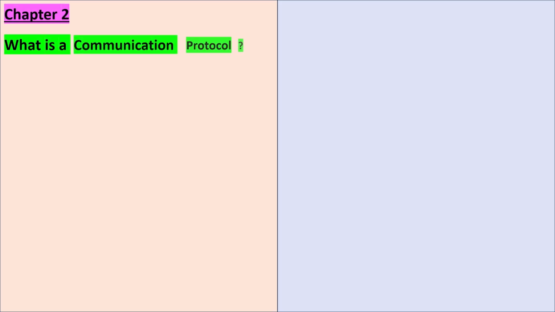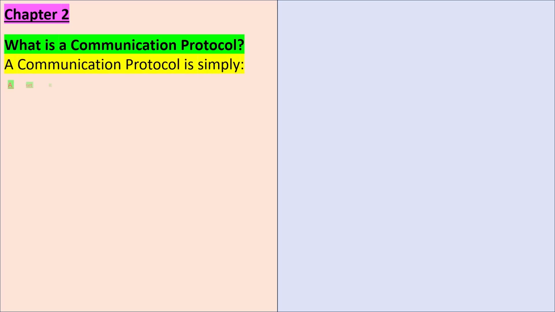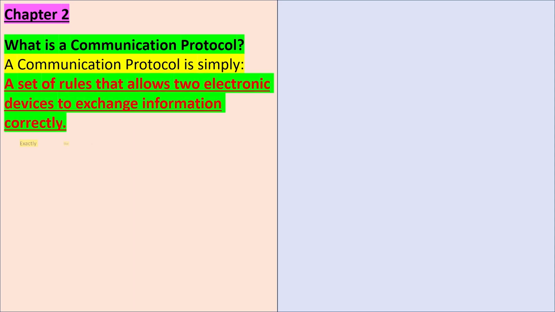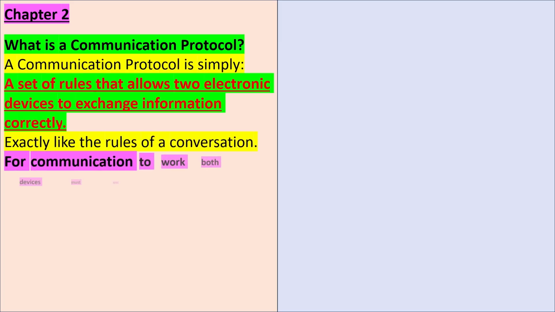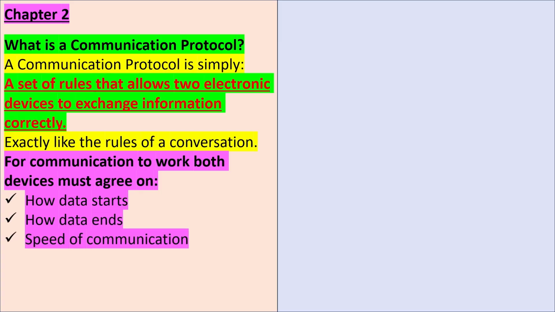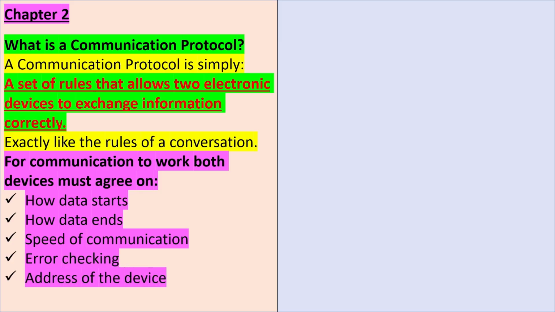Chapter 2. What is a communication protocol? A communication protocol is simply a set of rules that allows two electronic devices to exchange information correctly, exactly like the rules of a conversation. For communication to work, both devices must agree on how data starts, how data ends, the speed of the communication, error checking, address of the device, and the type of information being sent.